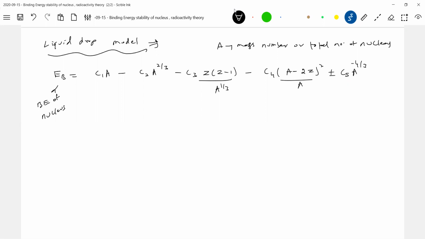practically we are able to generate is around C1 equal to 17 point or 15 point. Not exactly, it's an average value. Different books give slightly different values. Mega electron volt. Now what is this? So what is the conclusion we can write?